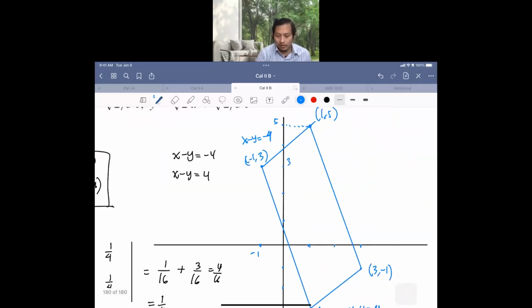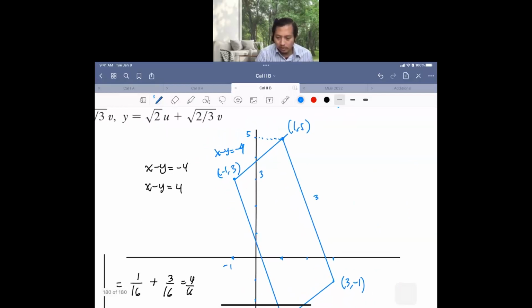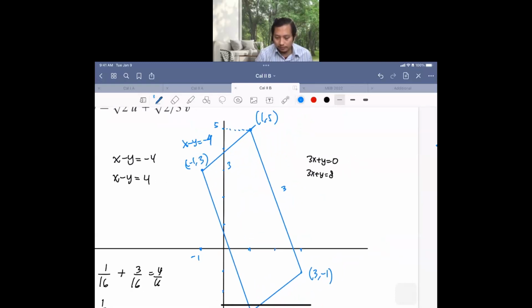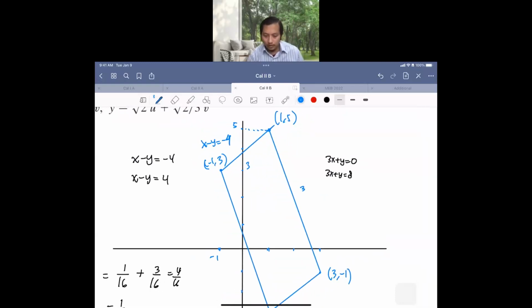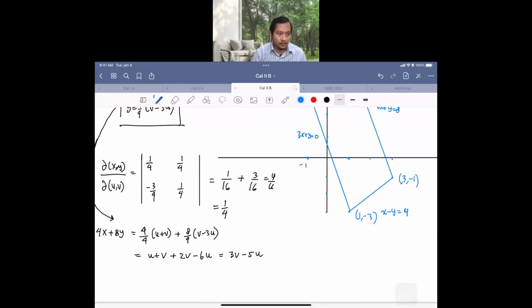And oh, I forgot this side. This side is 3x plus y equals 0, and 3x plus y equals 8. I forgot, sorry. Yeah, 3x plus y equals 8 and 3x plus y is 0. Okay, I think that's complete.